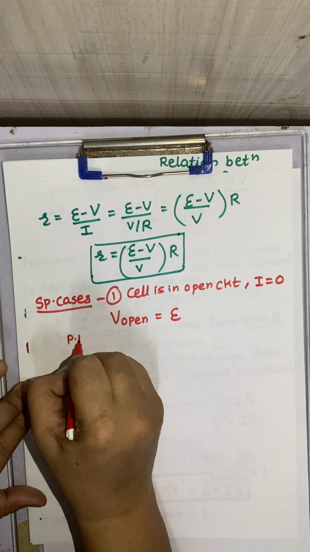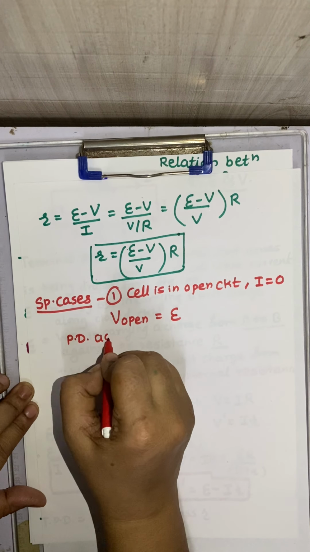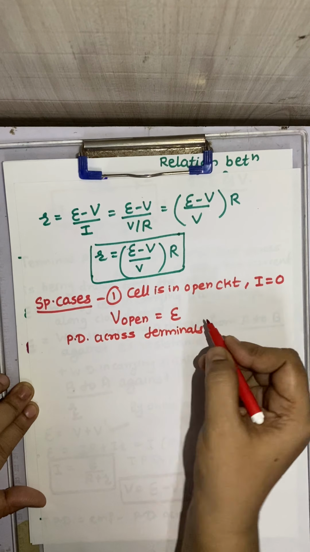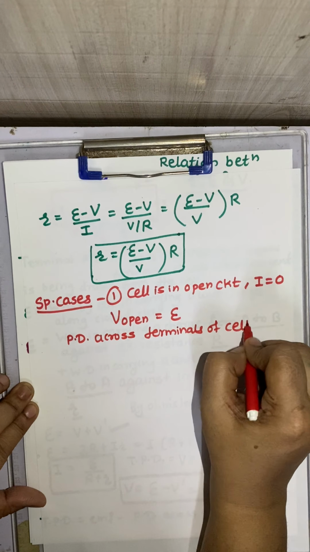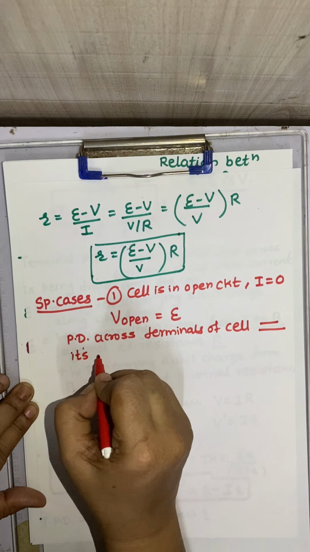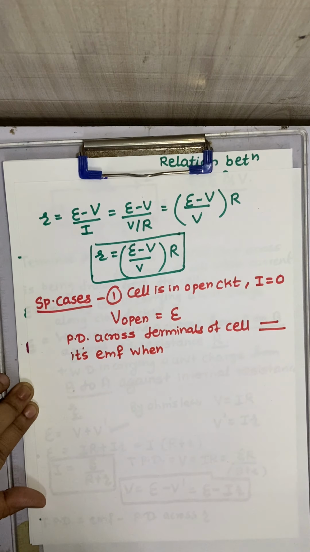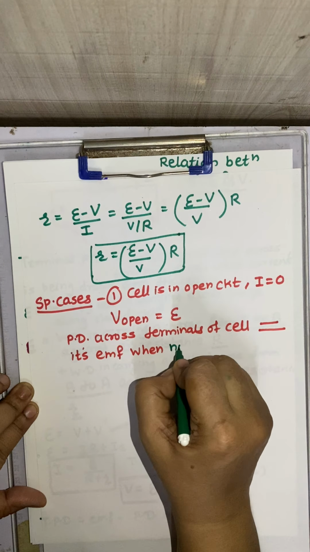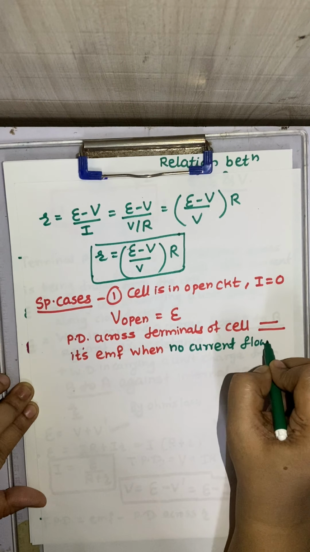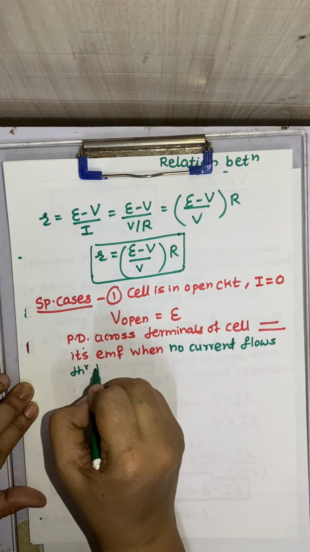The PD, or terminal potential difference, across the terminals of the cell is equal to its EMF when no current flows through the circuit. This is the condition.